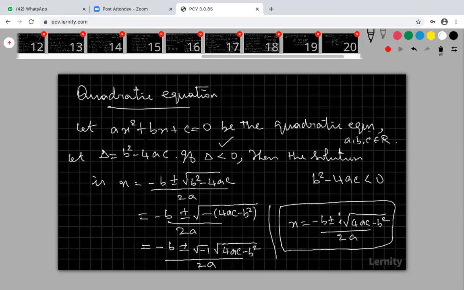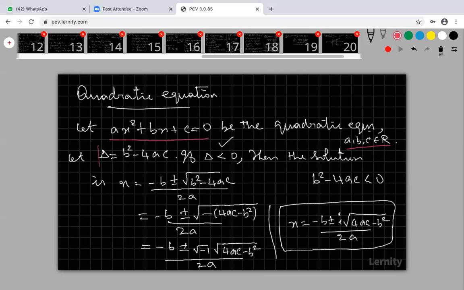Please try to understand. This is my quadratic equation. Any doubt in this? Ax square plus bx plus c equal to 0 be the quadratic equation. My a, b, c are real numbers, not complex numbers. Okay, so now look at that.